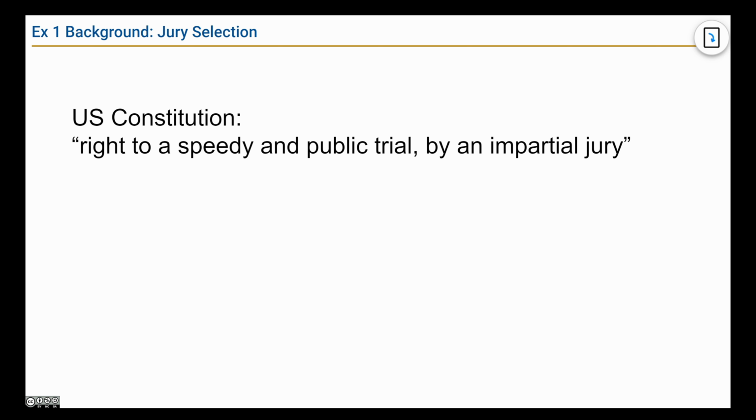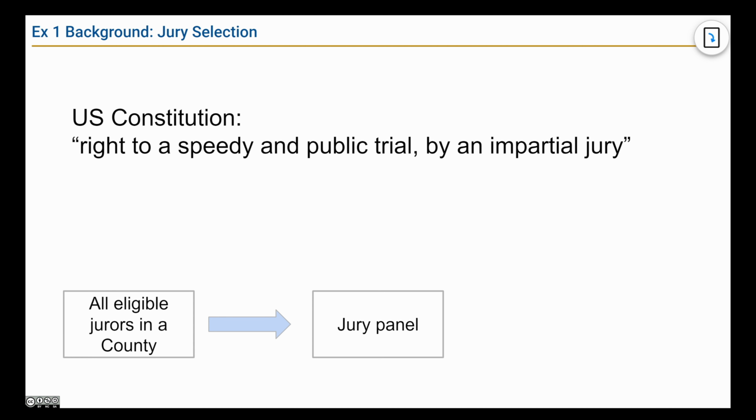In terms of selecting a jury, under the U.S. Constitution, defendants have the right to a speedy and public trial by an impartial jury. To try to create that impartial jury, there's a process by which, out of all eligible jurors in a county, what's called a jury panel is selected. People will often say, oh, I got called to jury duty. In the first few days of that process, they will start weeding out people from the jury panel to decide who's going to make up the final jury.